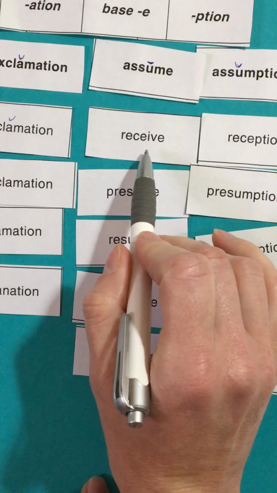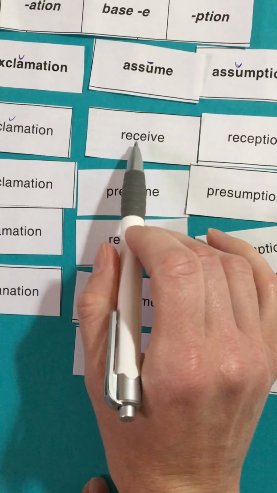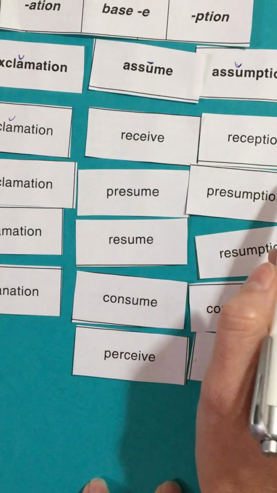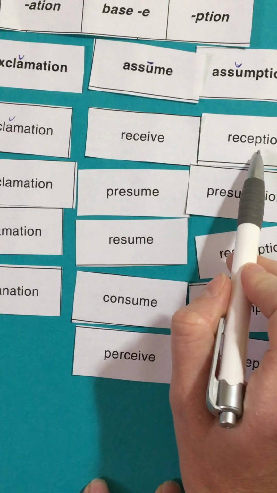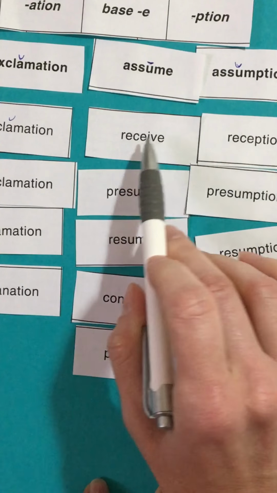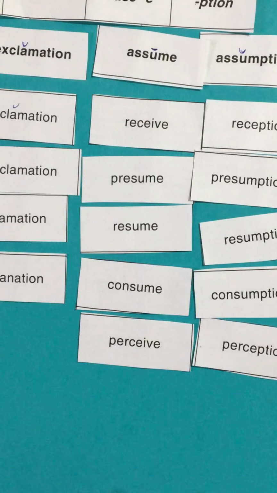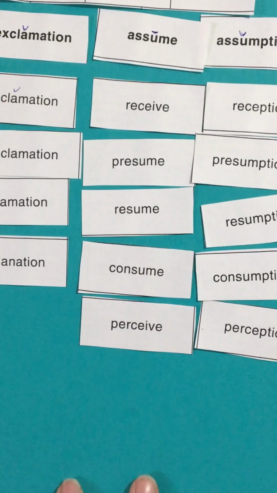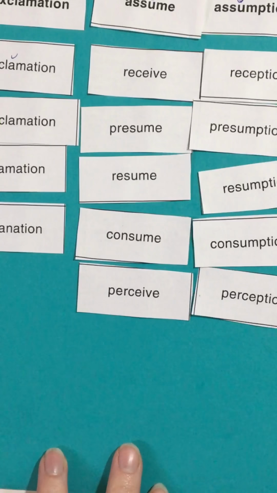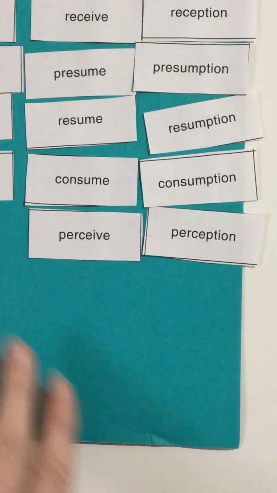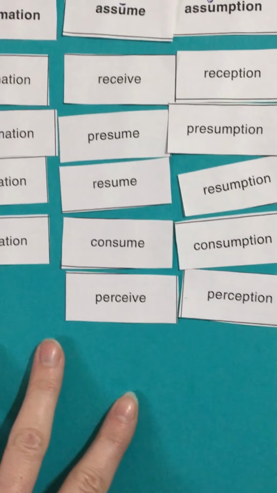Over here we have receive, I before E, except after C. But when we add the suffix, we lose the I in it, and we add TION. And we get a P too, don't we? Presumption, resume, resumption, consume, consumption, perceive, perception.